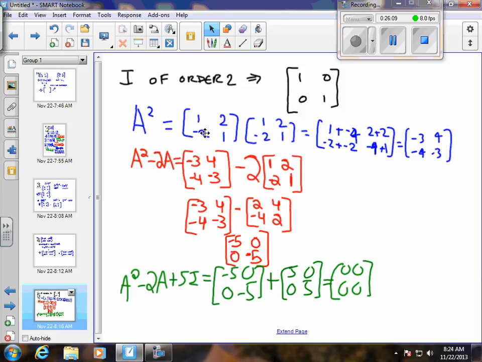Okay, so you're just evaluating that equation using matrix A. Multiply A by itself. From that, subtract 2 times the matrix A. And to that, add 5 times the 2 by 2 identity. And that shows you that you do get 0.